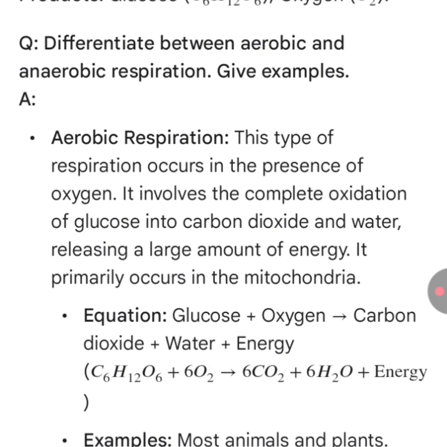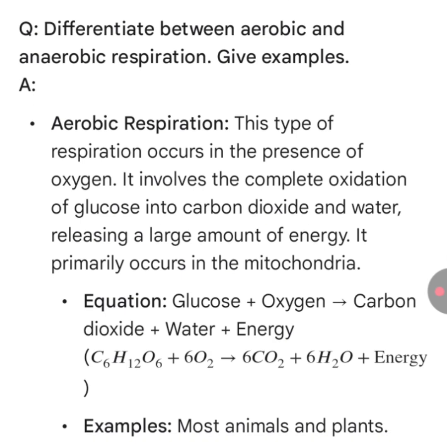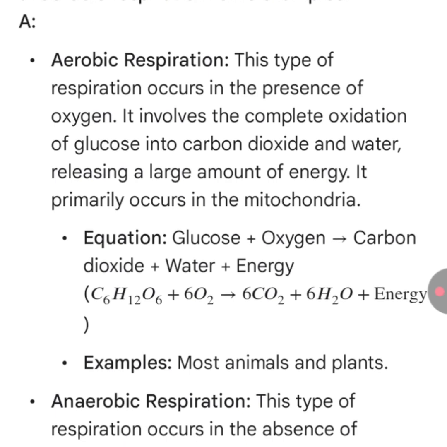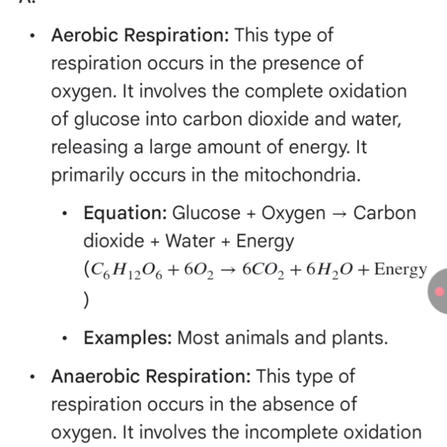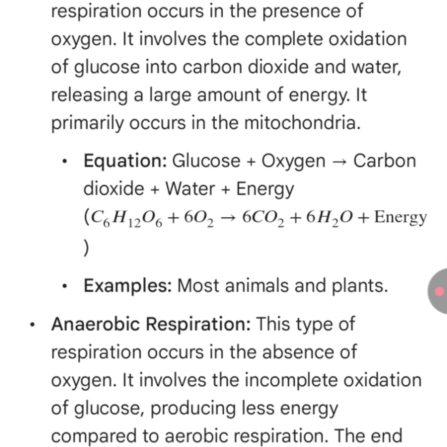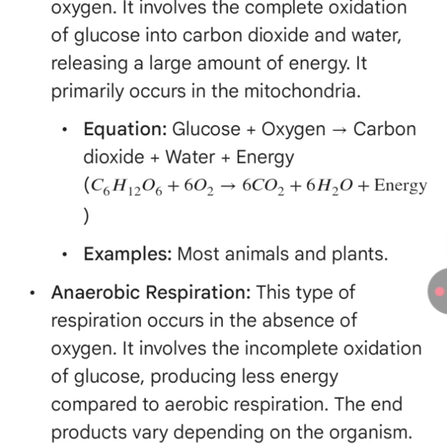Q. Differentiate between aerobic and anaerobic respiration. Give examples. A. Aerobic respiration. This type of respiration occurs in the presence of oxygen. It involves the complete oxidation of glucose into carbon dioxide and water, releasing a large amount of energy. It primarily occurs in the mitochondria.